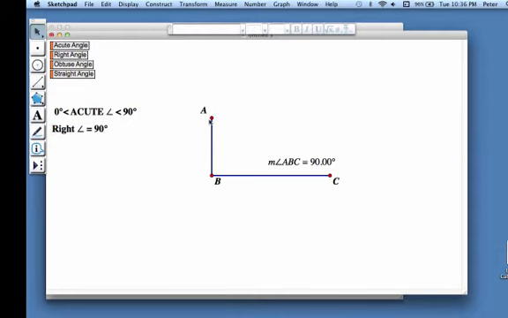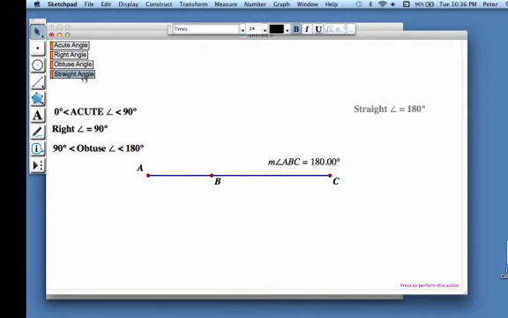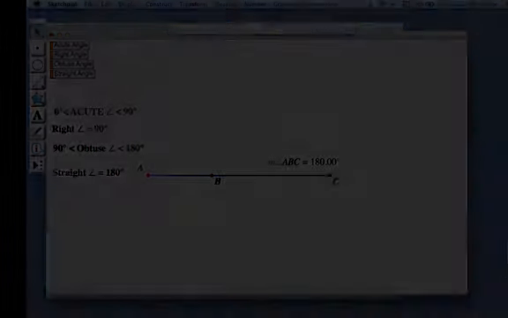As angle A rotates and becomes larger, we get angle measures that are greater than 90. Those are called obtuse angles. And if we become a straight line, we make what's called a straight angle. And a straight angle is equal to 180 degrees.